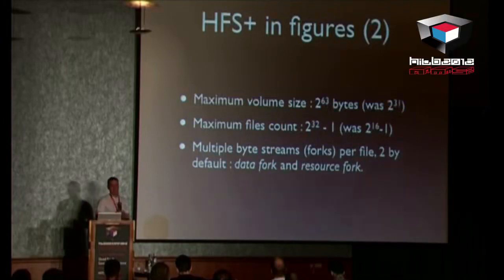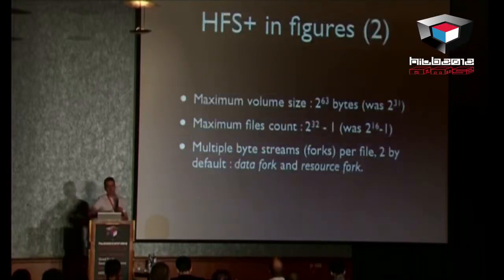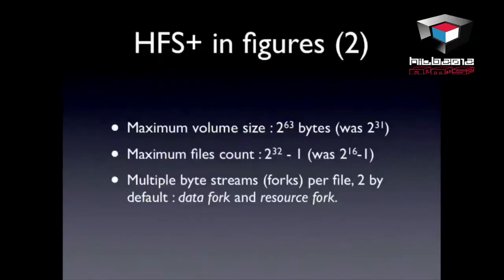So because they changed the maximum block numbers, now we can access a bigger volume of 2^63 bytes at maximum. Also, the maximum file count was increased because of this, and there's another feature that was added: one file can have multiple byte streams. I think any number of byte streams, but they don't use it right now. It was only 2 in the past, the data fork and the resource fork.